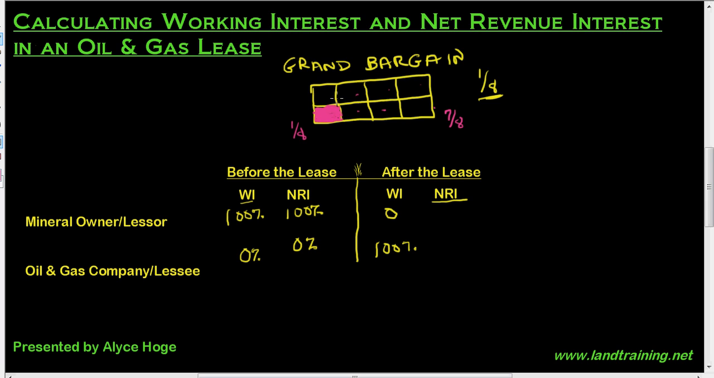So because the oil and gas company is taking all of the risk, they're saying, look, royalty owner, if there is no production, you don't get anything. But if there is production, you don't have to pay for the cost of the well, but you'll get a 1/8 royalty. So that means that the net revenue interest of the lessor, because we've taken an oil and gas lease now, of the lessor after the lease is going to be 1/8.